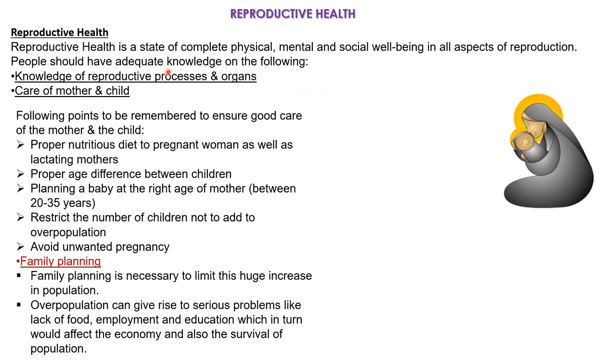So reproductive health, let's come to the definition of reproductive health. Reproductive health is a state of complete physical, mental, and social well-being.